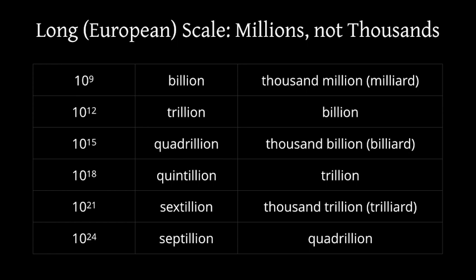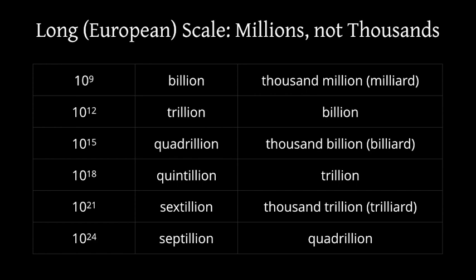The European scale of numbers is different from the one used in America and some other countries. We advance billion to trillion to quadrillion by the thousands. There's another scale of numbers, which is called the long scale or the European scale, in which these numbers advance by the millions. 1,000 of something is just that, 1,000 of it. It's when you get to the million that it advances. So 1,000 million in the long scale is just that, 1,000 million.